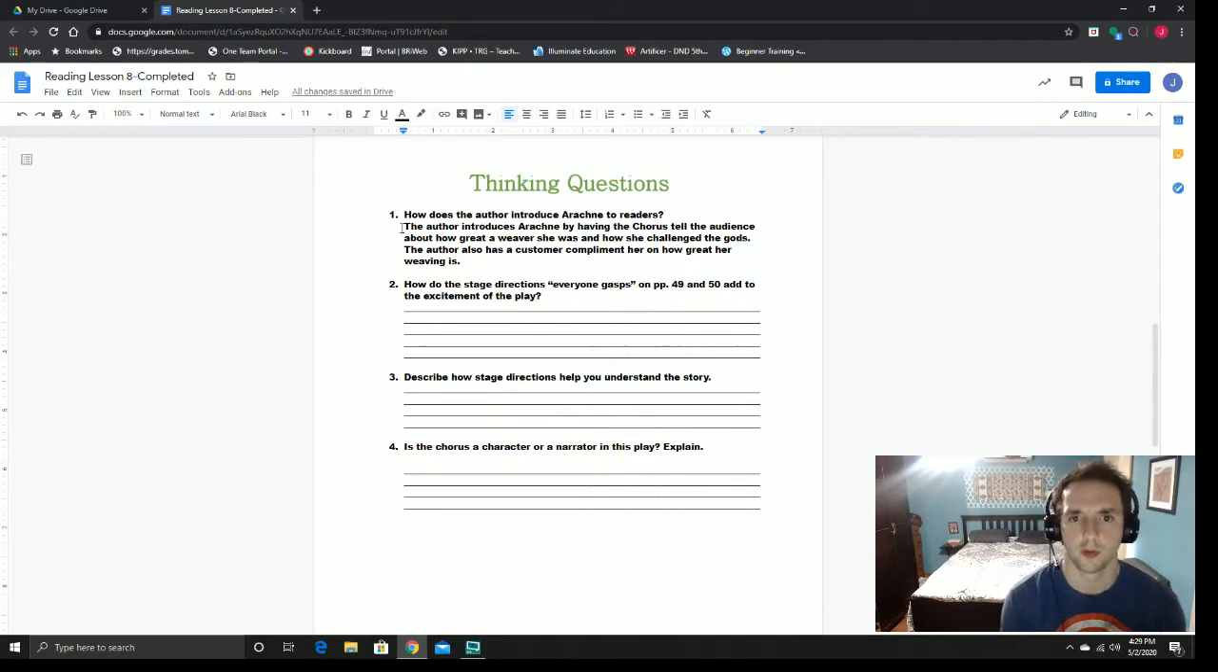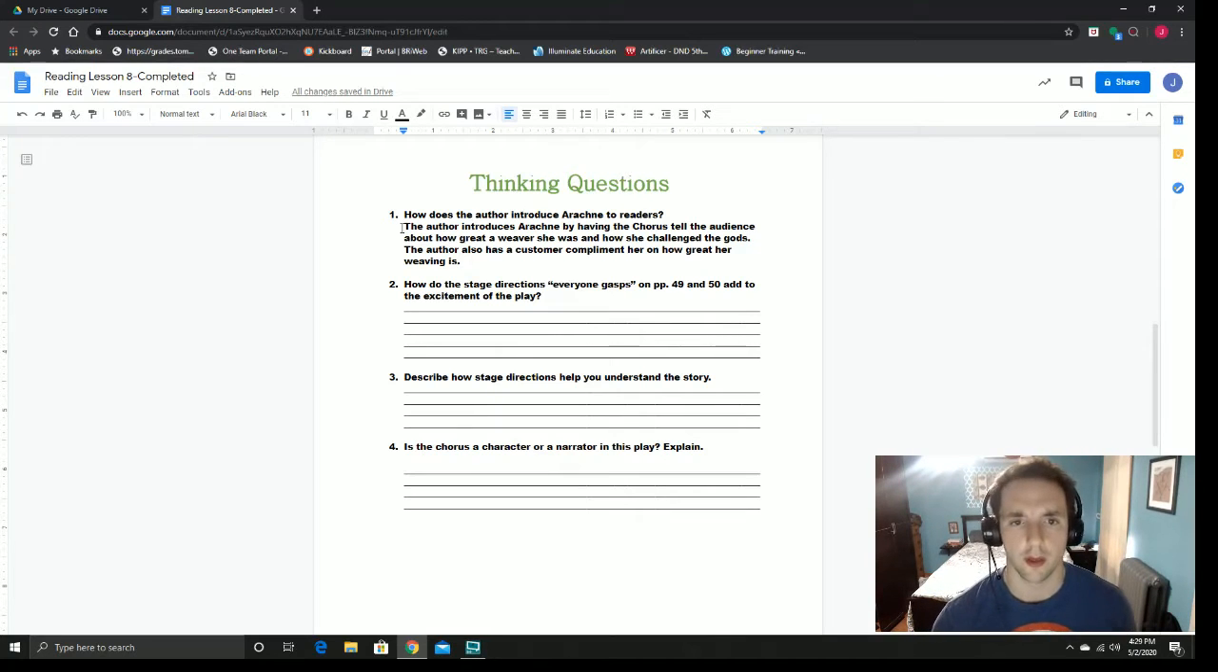Excellent. Great. So again, that's how the author introduces Arachne to the readers. We see that the chorus is telling the audience, us, that we're going to be listening to Arachne, a mortal girl who challenged the gods. She was the best weaver. And then the customer tells us that she has a beautiful tapestry that she must buy. So even before Arachne speaks, we know that she is an amazing weaver.